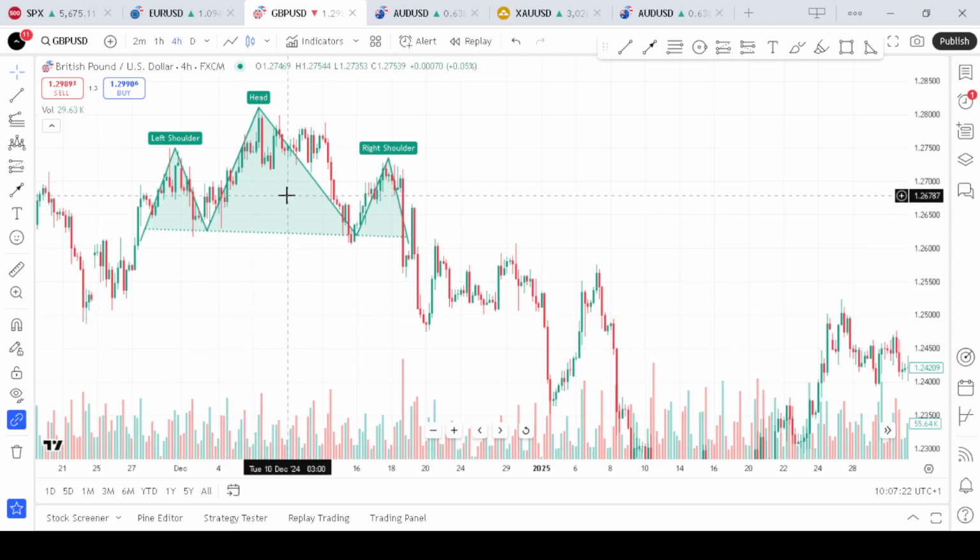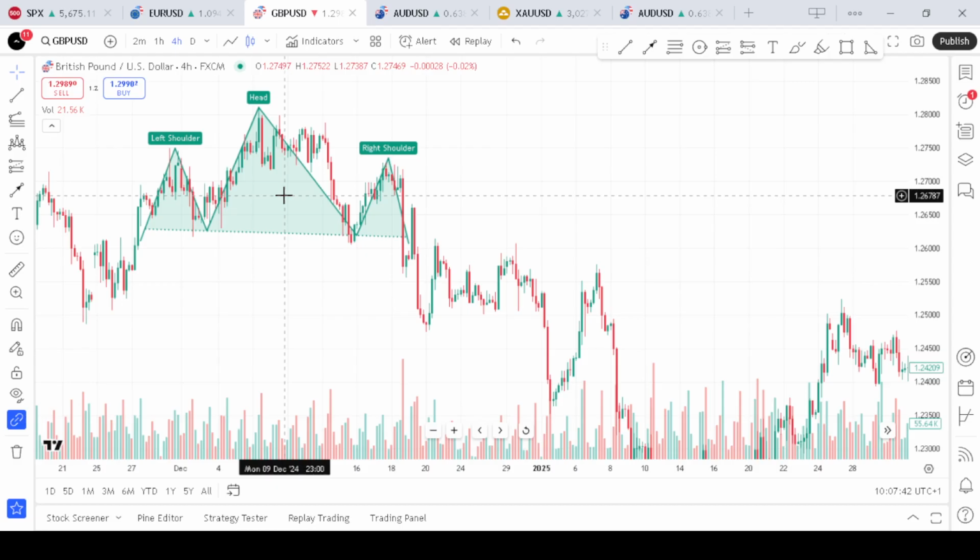Similarly, we have the reverse head and shoulders pattern. It works in the opposite way. It appears at the end of a downtrend and it signals a potential bullish reversal. It forms valleys instead of peaks, with the middle valley, the head, being the lowest point.